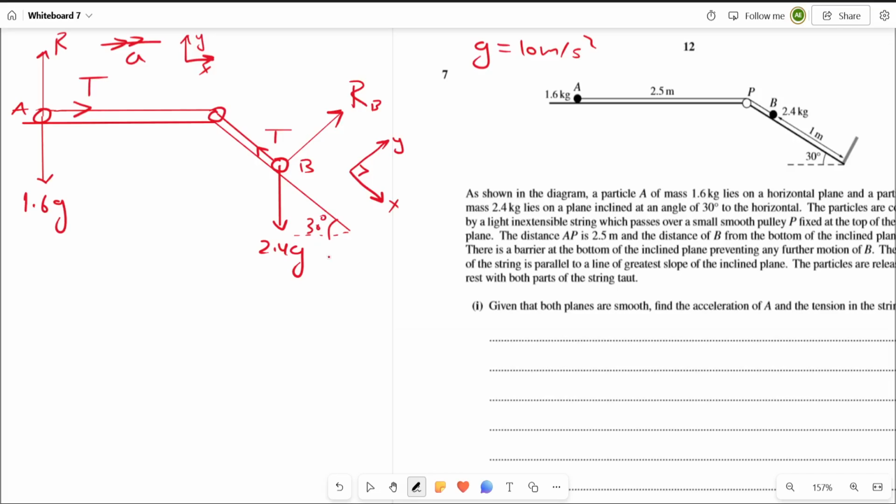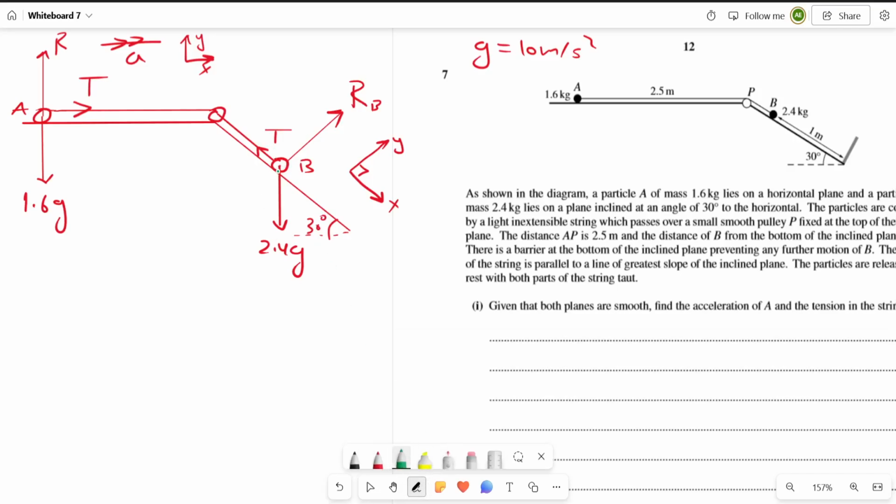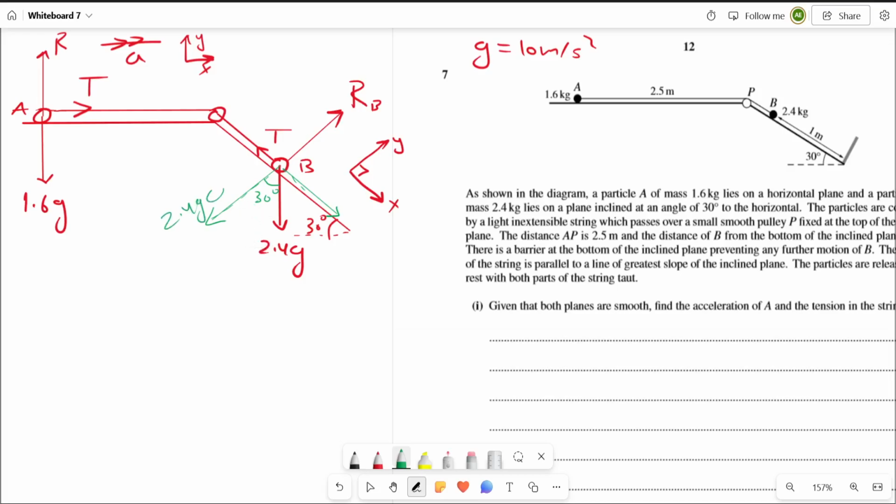I know that this is 30 degrees. So if I draw my axes like this, I know that the weight is going to have two components, one in the Y direction and one in the X direction over here. And I know if this is 30 degrees, then this angle is also going to be 30 degrees. So let's start from the force going into my angle, it is going to be cosine. So this part is going to be 2.4 G cosine 30. And then going away from my angle is going to be sine.